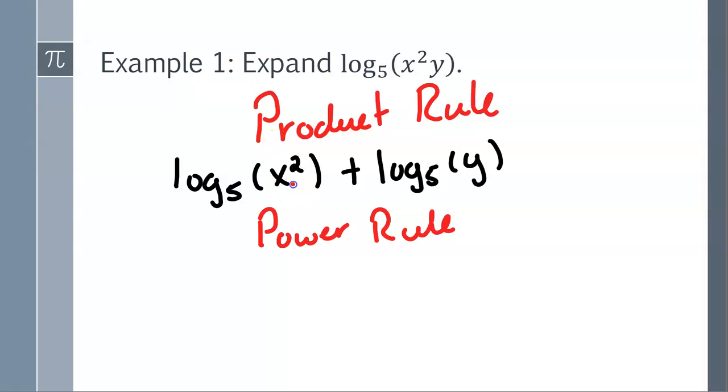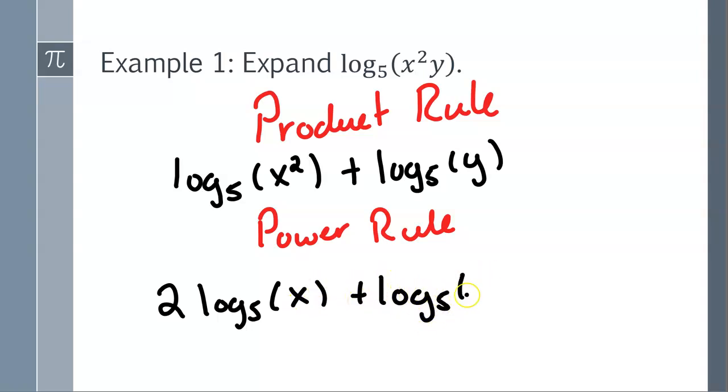And notice I have x to the power of 2. That 2 can come out front using the power rule. Now, from here, what you want to do is see if you can simplify. At this stage, I don't know what x or y are, therefore I can't simplify any further. Thus I have 2 log base 5 of x plus log base 5 of y. This example should be finished here.